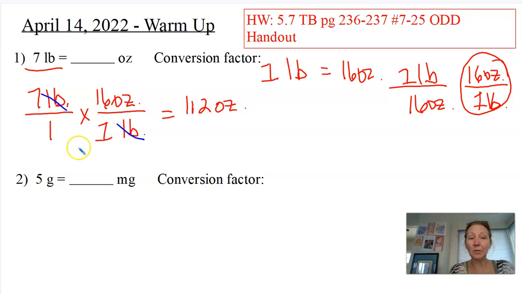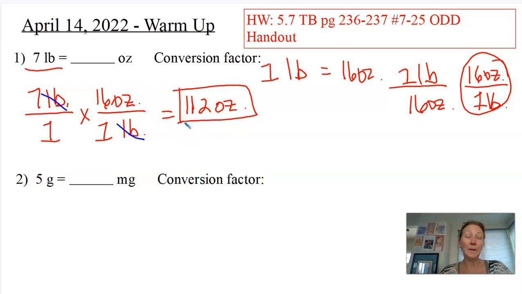Now I don't need to put it over 1, even though there's a 1 here and there's a 1 here. 1 times 1, that's just 1. So now what I know is that if I have something that weighs 7 pounds, it's equal to 112 ounces. So you can convert within customary units, within metric, or you can go between them.